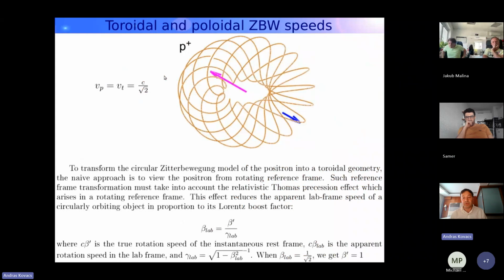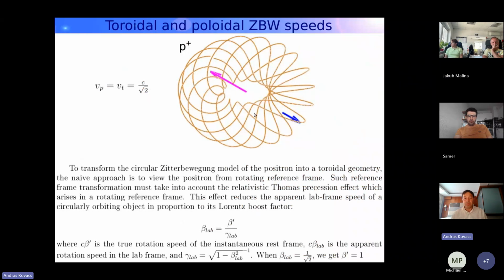So one argument to assign this value is the symmetry argument. So then the poloidal and toroidal Zitterbewegung speeds are somehow symmetric. But an even stronger argument is to consider the Thomas precession effect. So you have a poloidal circulation and a toroidal circulation. Each one has c over square root 2 speed.